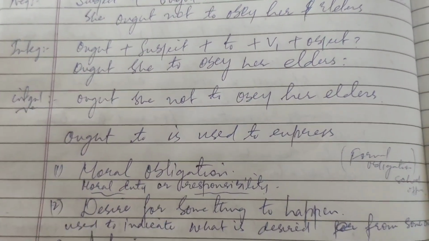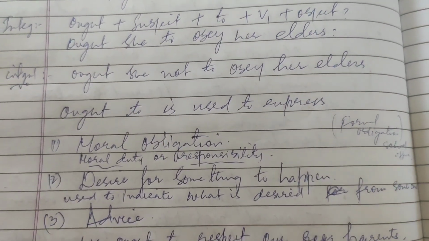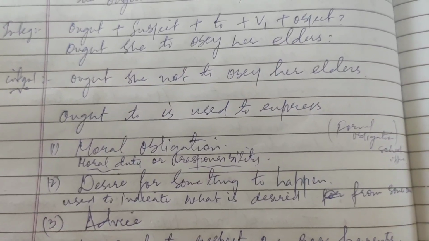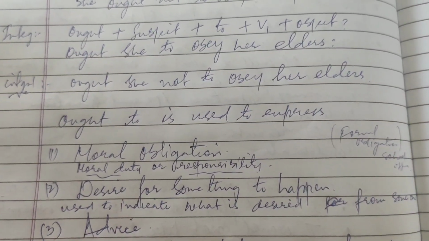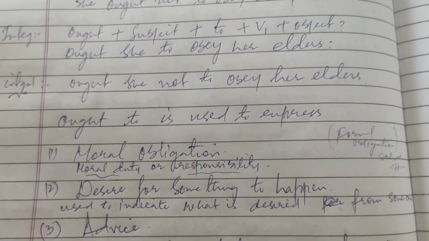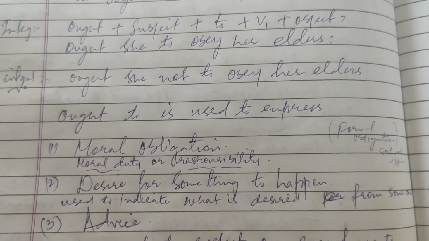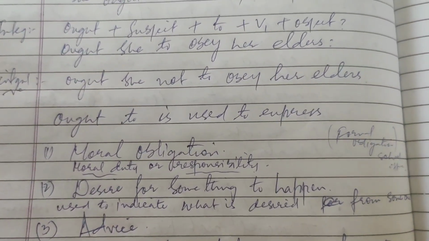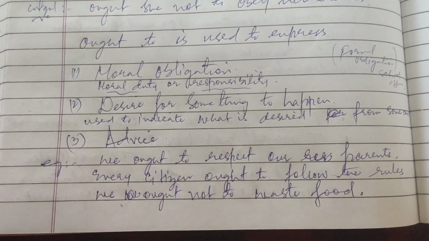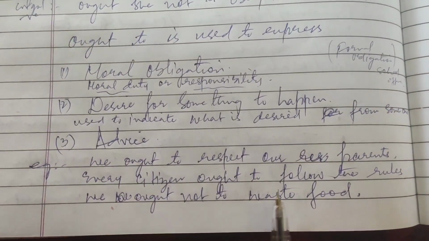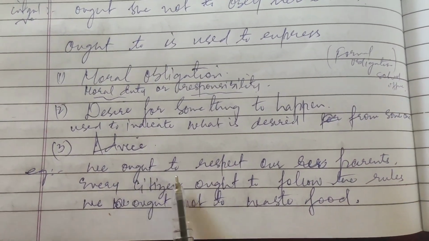Now we will see the uses of ought to. First, ought to is used to express moral obligation. Moral obligation is actually moral duty or responsibility. This can include the formal obligations, those are the obligations followed in the school or in the office. Now we will see examples of moral obligations, like we ought to respect our parents. This is a moral obligation, so we have used ought to.